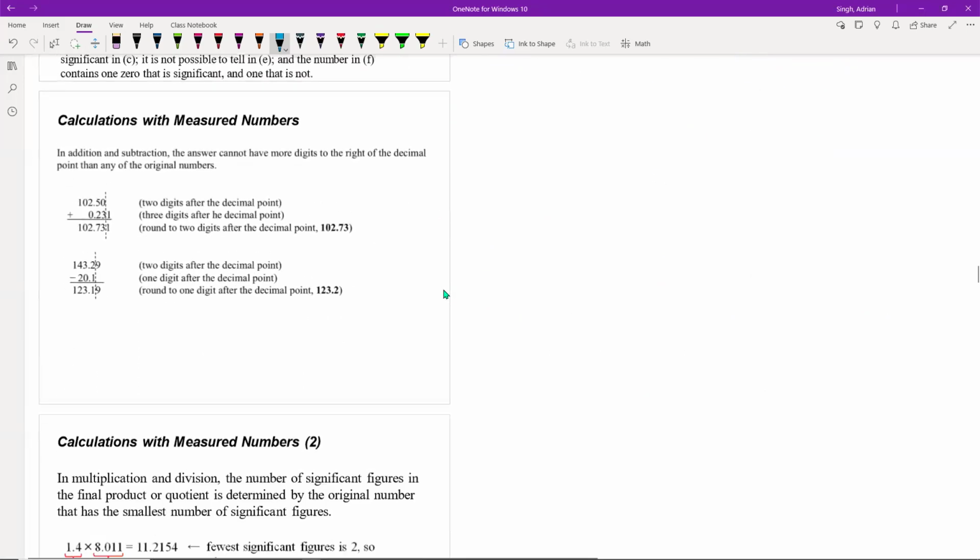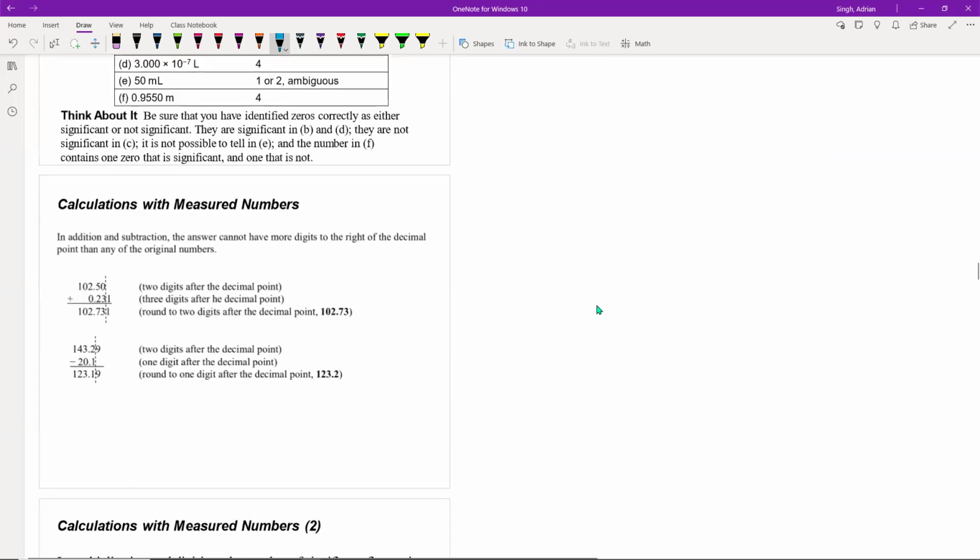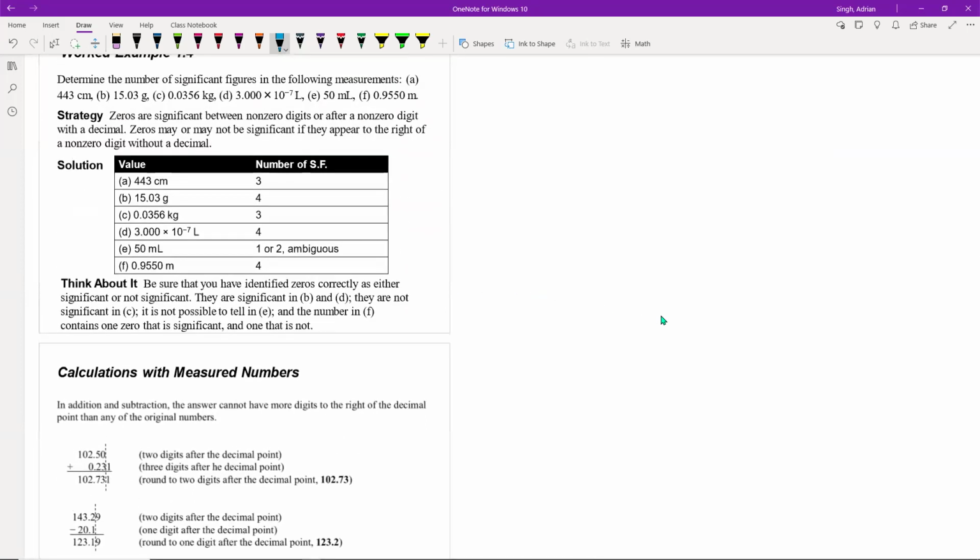All right. So once we identify our sig figs, we then need to do our calculations. And just like there are rules for identifying significant figures, there are rules for working with sig figs in calculations. And the rules are different whether we do multiplication and division compared to addition and subtraction. And we'll take a look at some of these examples.